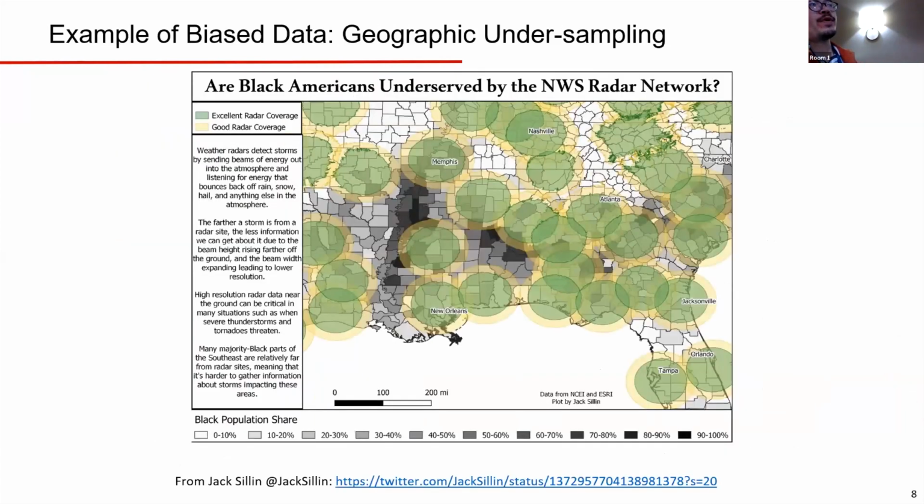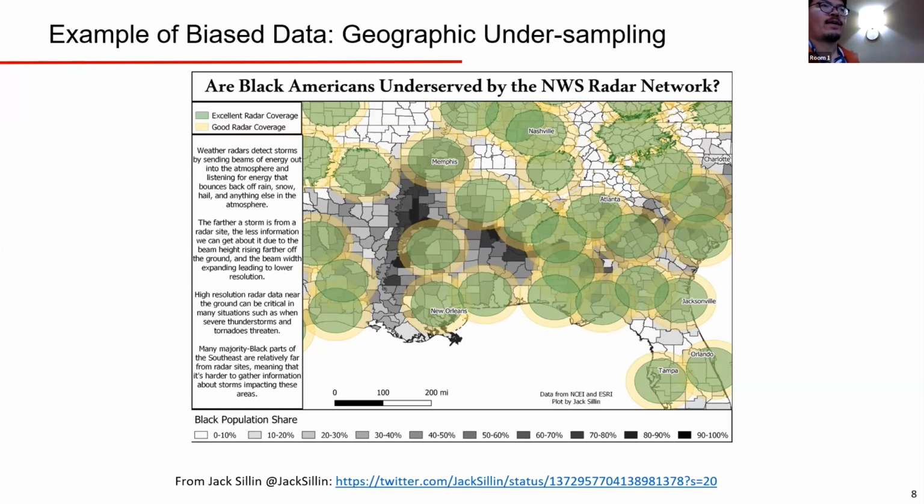And to be a little bit more specific for geospatial or earth science applications, here we are looking at the geographical sampling of some data that may be used for AI system development. This is an example looking at the geographical representation of the radar network from the National Weather Service. Oftentimes those undersampled biases are not intentional, right?